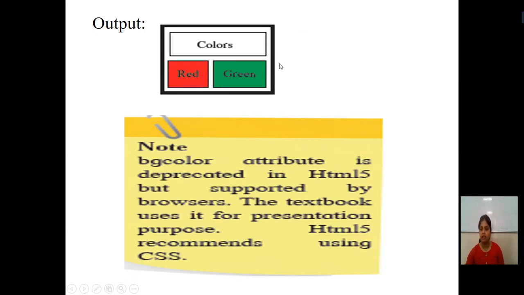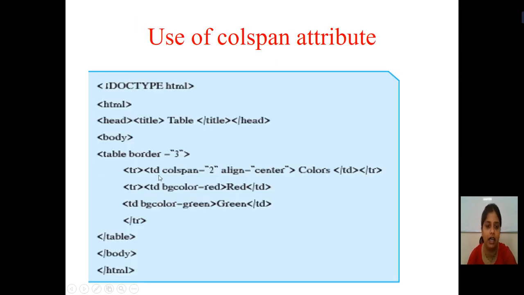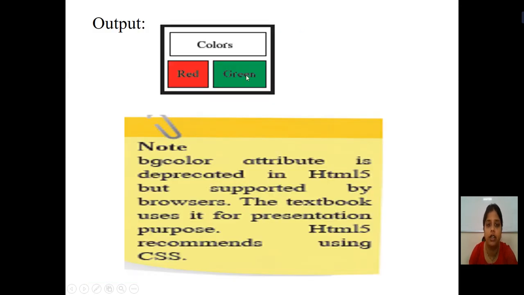Here the two columns are combined together. We have used align equal to center, so here the colors is in the center, whereas in the second row we have assigned the background color for the first column as red and for the second column as green. So this is the output of the colspan attribute.